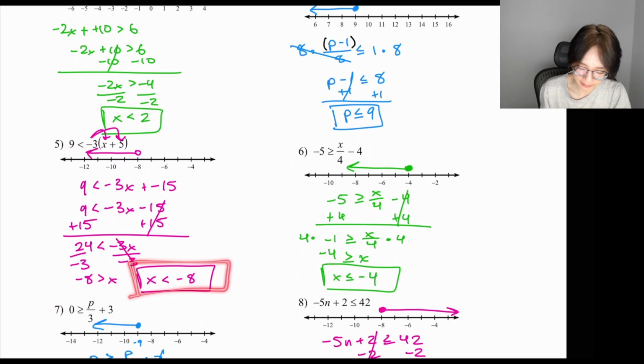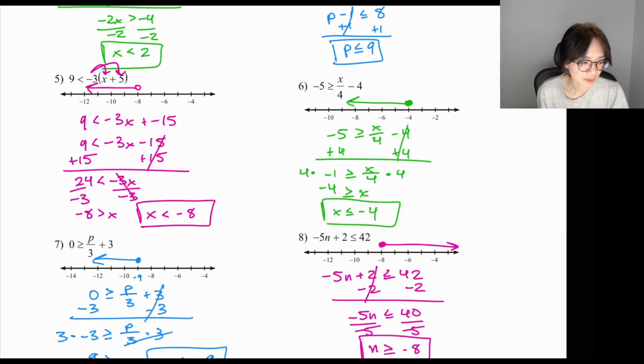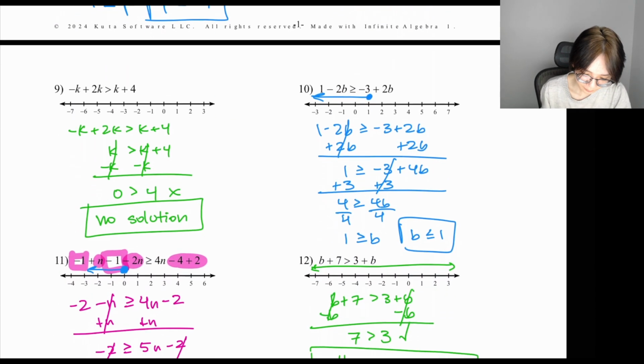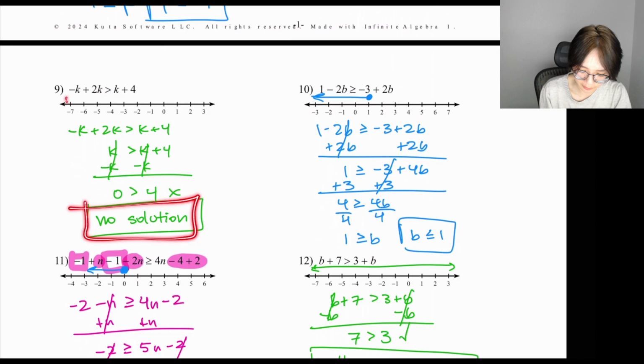5, x is less than negative 8. Open circle at negative 8, left. 6, x is less than or equal to negative 4. Closed circle, left. 7, p is less than or equal to negative 9. Closed circle, left. 8, n is greater than or equal to negative 8. Closed circle at negative 8, right. 9, no solution. There is no graph. 10, b is less than or equal to 1. Closed circle, left.